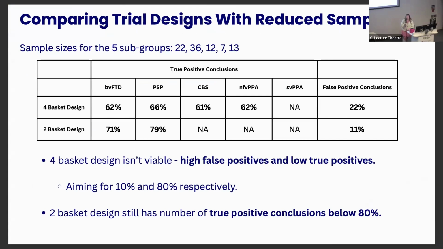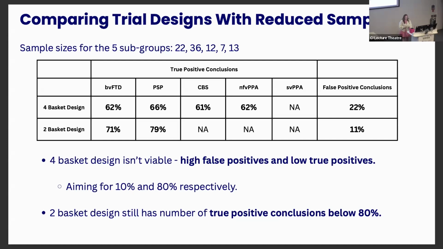So the top row, that's the 4-basket design, and the bottom row is the 2-basket design. And then we have the power, so the true positive conclusions for the 5 baskets. And then the last column is the false positive conclusions. So that's that error. You can see the 4-basket design, the highest power we can achieve is 66%, with it as low as 61%. So we didn't really see this as a viable option, particularly as the error rate was inflated to 22%, whereas we normally target 10% and then 80% power.